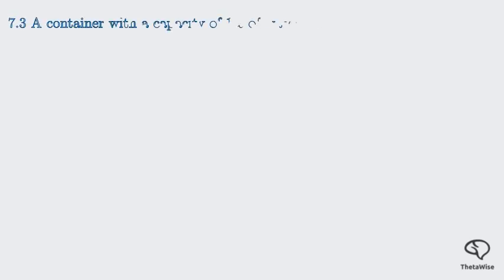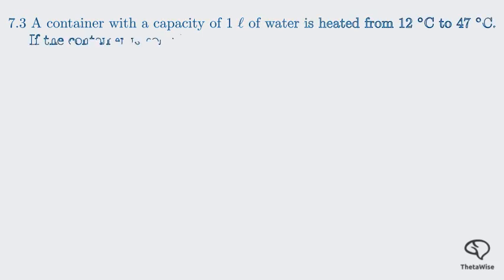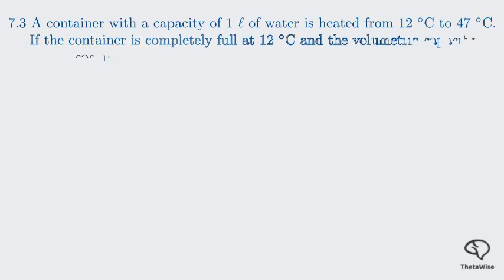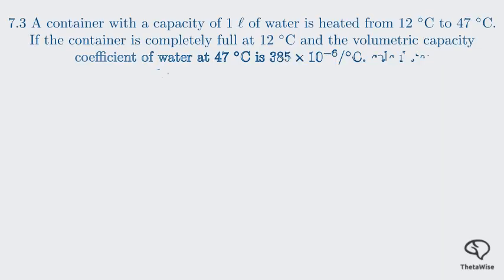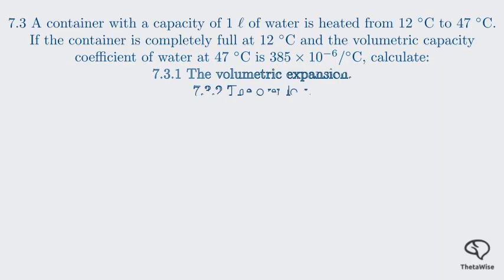The question states, a container with a capacity of 1 liter of water is heated from 12 degrees Celsius to 47 degrees Celsius. If the container is completely full at 12 degrees Celsius and the volumetric capacity coefficient of water at 47 degrees Celsius is 385 times 10 to the negative 6 per degree Celsius, calculate the volumetric expansion. This problem deals with the thermal expansion of a liquid. It has 2 parts, calculating the volumetric expansion of the water and determining the overflow.